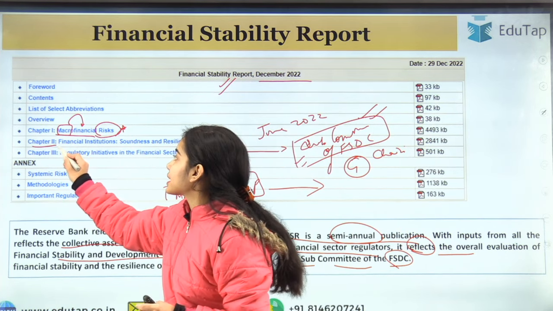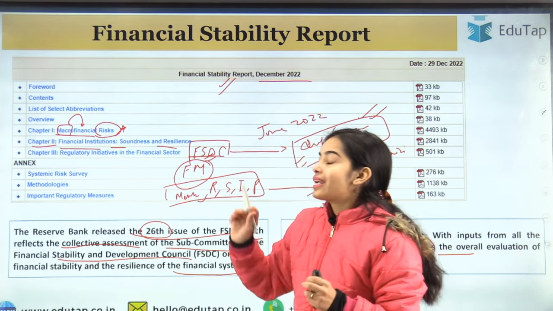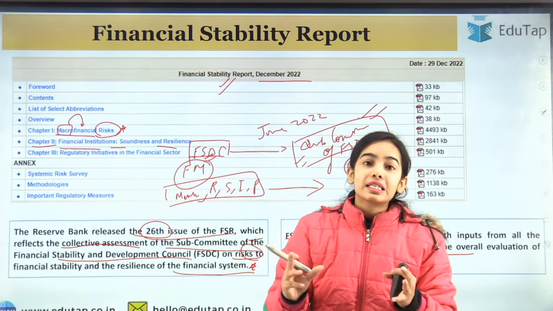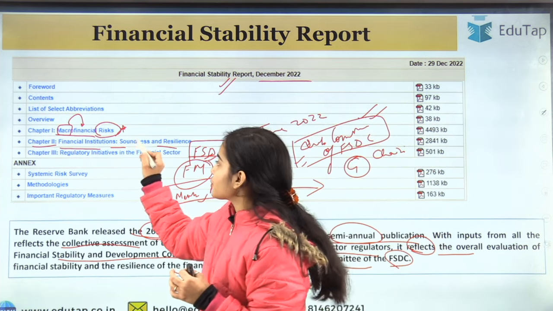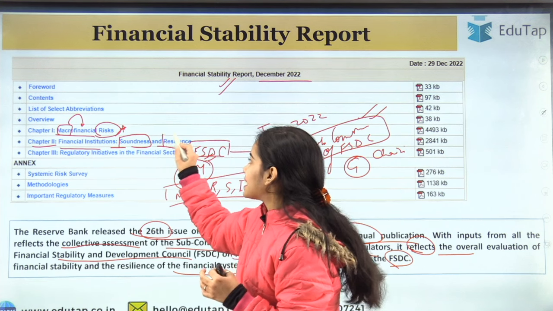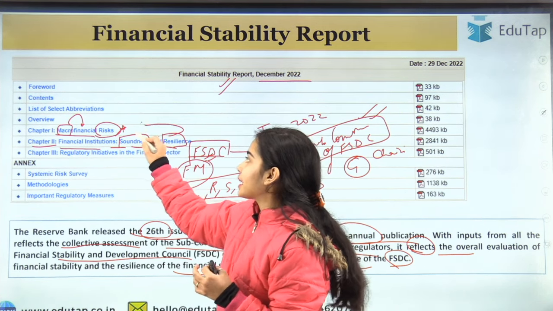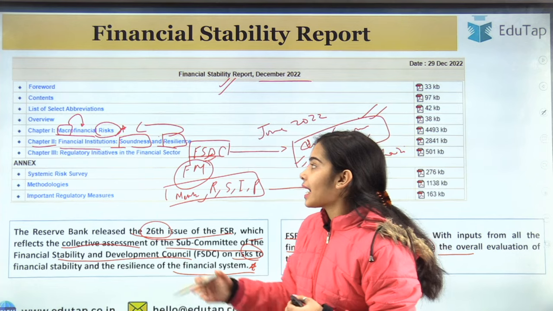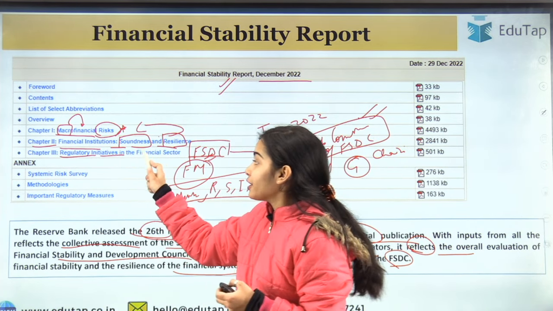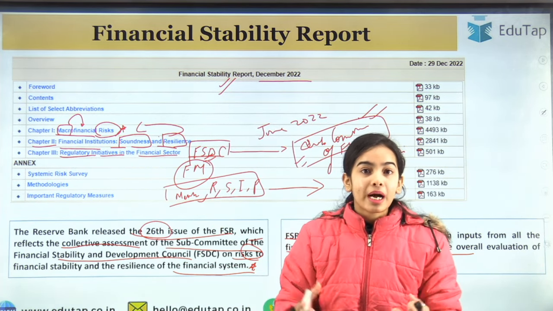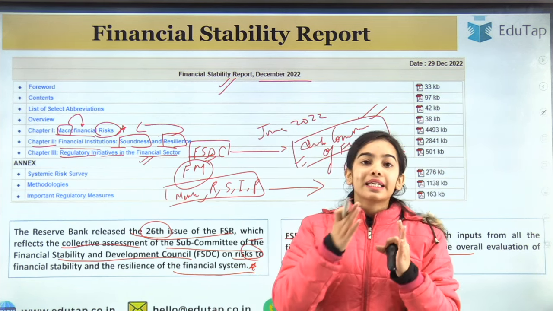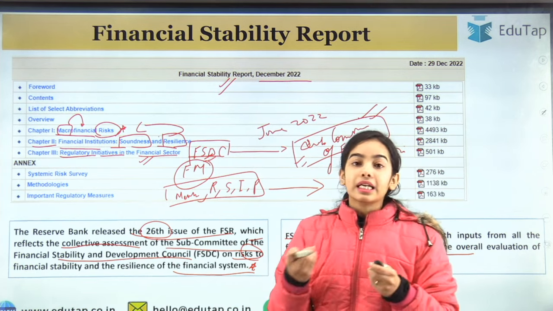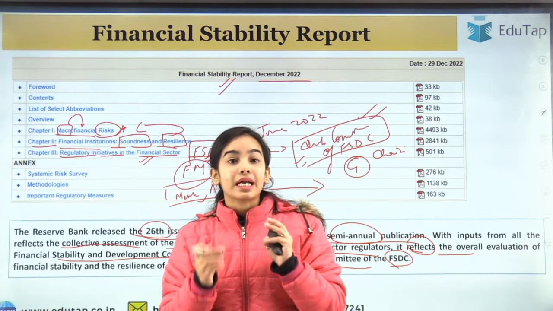Then the second chapter is regarding the financial institutions, soundness and resilience. What are the financial system institutions? The banks are there, scheduled commercial banks, the cooperative banks, the NBFCs. So we will see how sound they are and how resilient they are against these risks. The third chapter is the regulatory initiatives in the financial sector. The Reserve Bank of India has taken many initiatives in the financial sector, so we will see those regulatory initiatives. These are the three chapters that you have to remember.